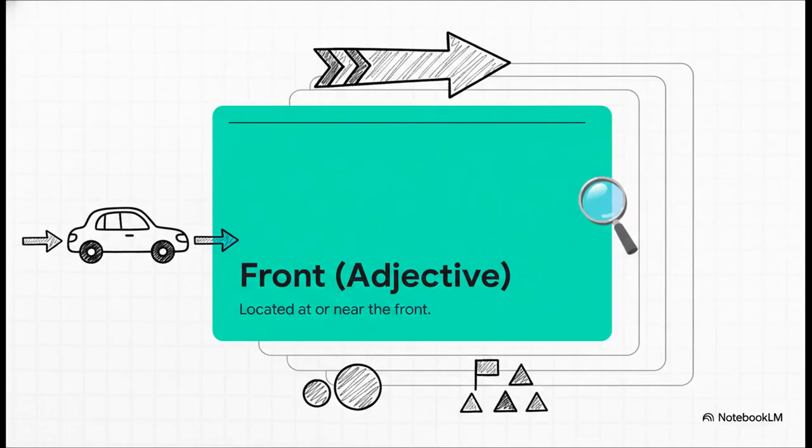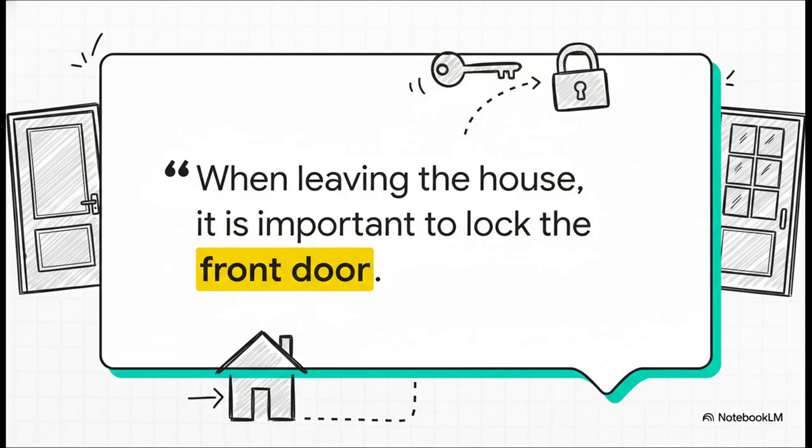All right, the adjective form is probably the easiest one to wrap your head around. When front is used as an adjective, it's just describing something that's located at, well, the front. Pretty straightforward, no tricks here. I mean, think about a perfect everyday example, the front door. In that phrase, front isn't a place, is it? It's a descriptor. It's telling us which door we're talking about.